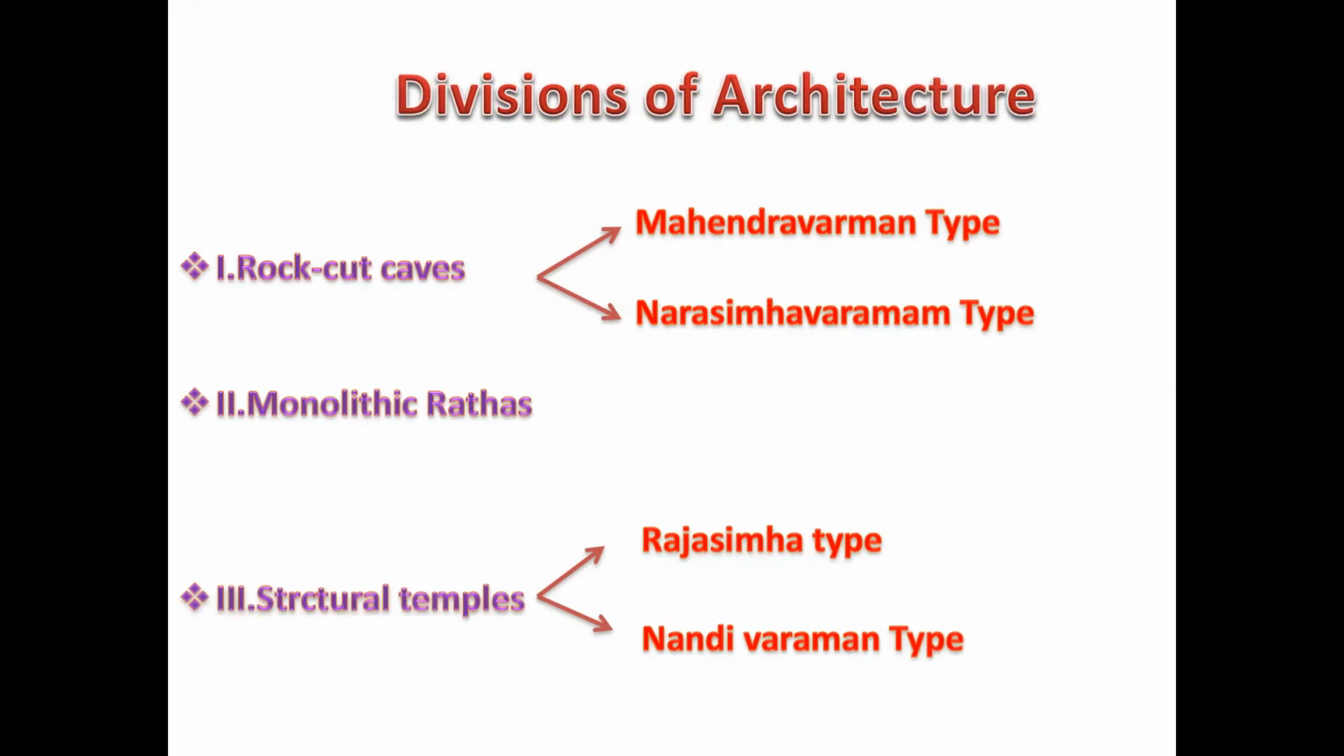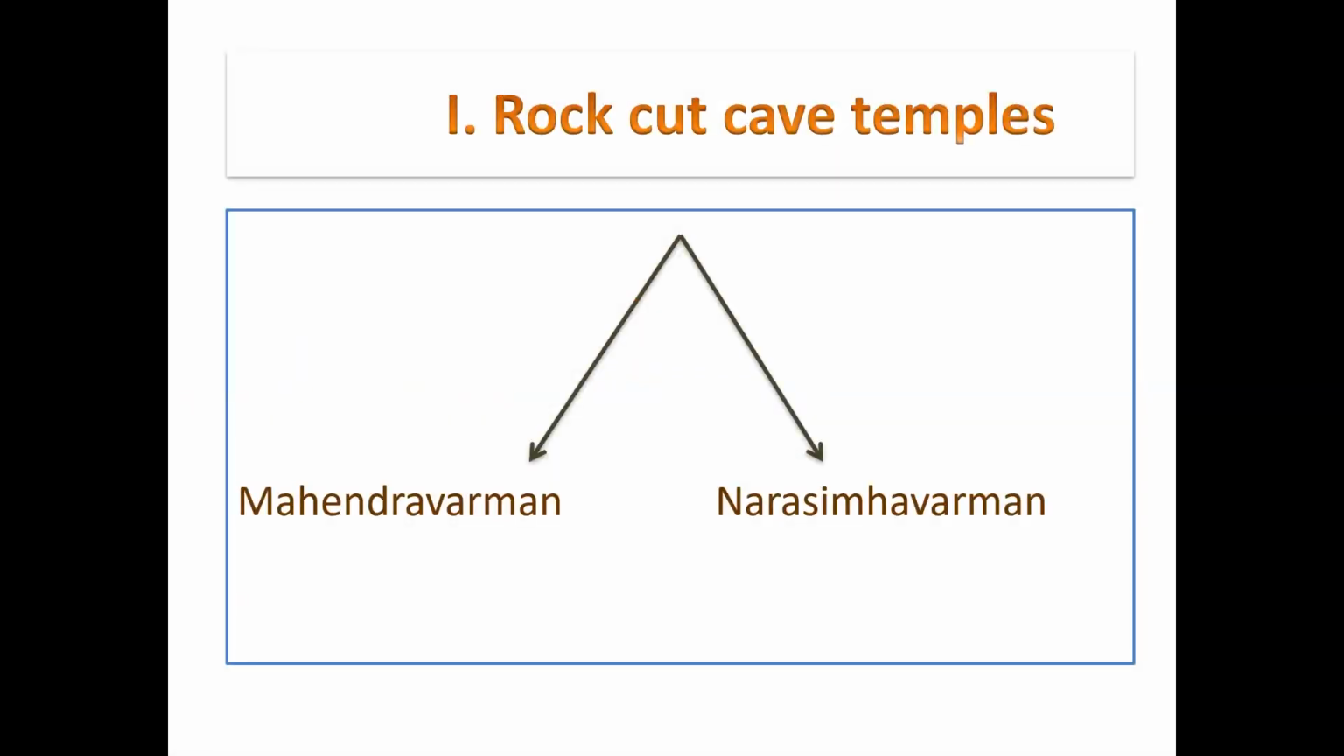So these are the divisions of architecture during the Pallava period. The architecture of the Pallava period may broadly be divided into three divisions: rock-cut caves, monolithic rathas, and structural temples. The rock-cut cave temples were further divided into the Mahendravarman type and the Narasimhavarman type. The structural temples were further divided into the Rajasimha type and the Nandivarman type. Now first we can see the rock-cut cave temples, the Mahendravarman type.